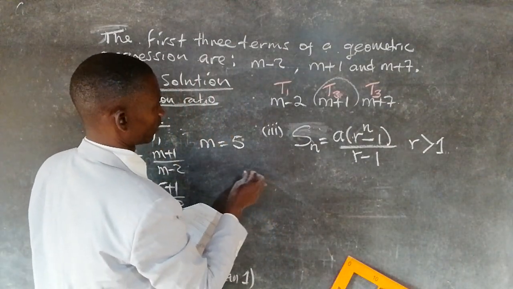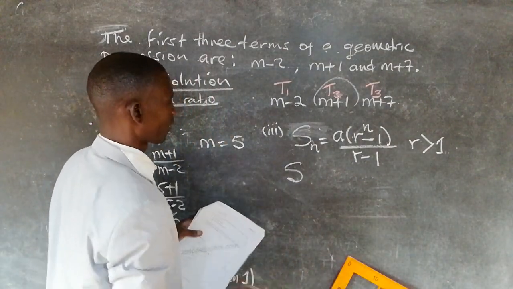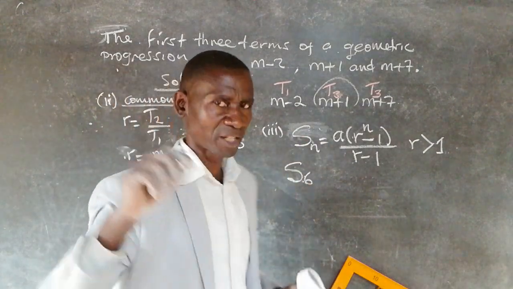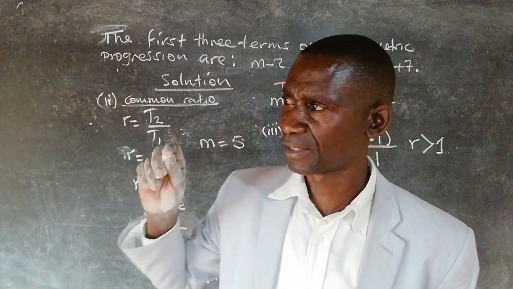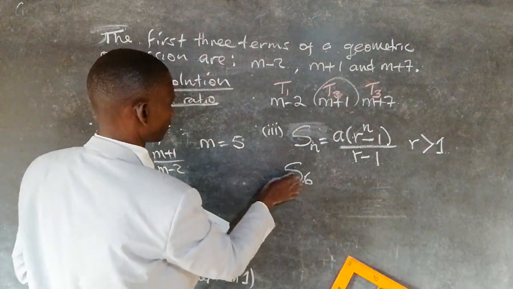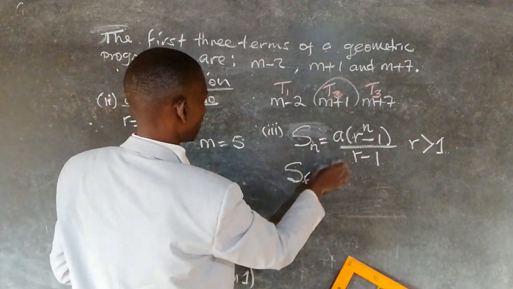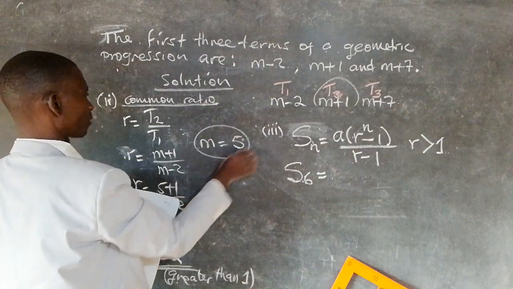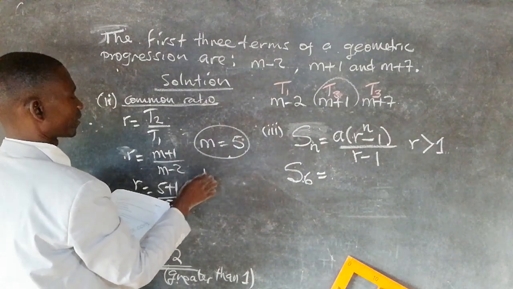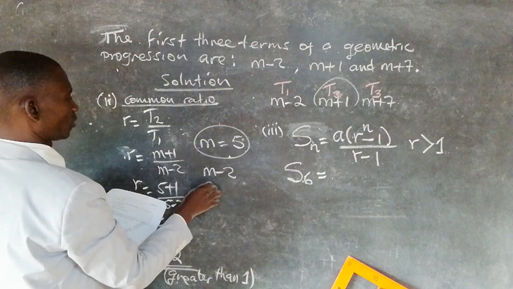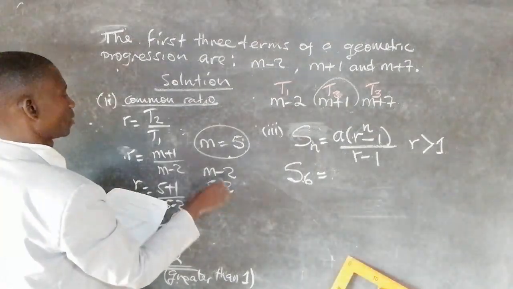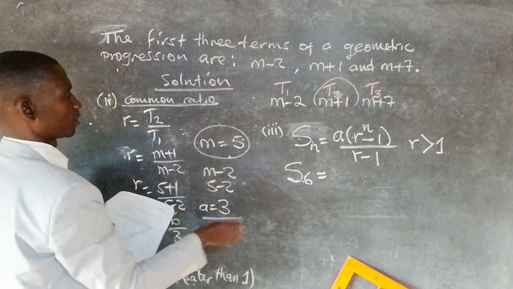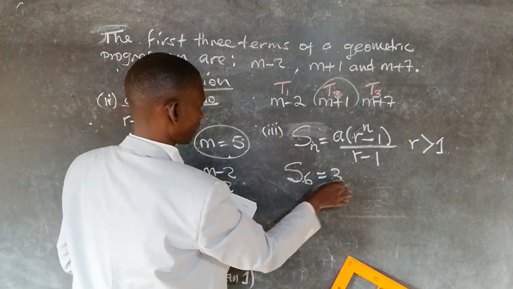So in this part of the question, we want to find the sum of the first 6 terms. So n becomes 6 because of that pronouncement, sum of the first 6 terms. So n becomes 6, equals the first term. How do we get the first term? Remember, m is calculated to be 5, meaning that the first term, which is m minus 2, is going to be 5 minus 2. So the first term is going to be what? 3. So a becomes 3.